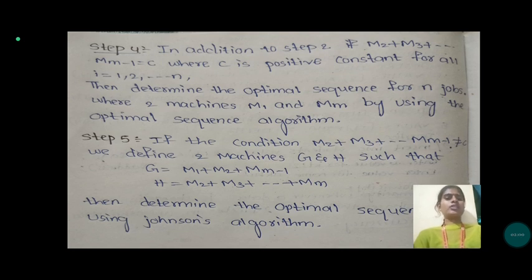Here we have a final step. If the condition M2 plus M3 and so on up to M minus 1 is not equal to C, we define two machines G and H such that G is equal to M1 plus M2 and so on up to M minus 1, and H is equal to M2 plus M3 and so on up to Mm. Then we determine the optimal sequence by using Johnson's algorithm.